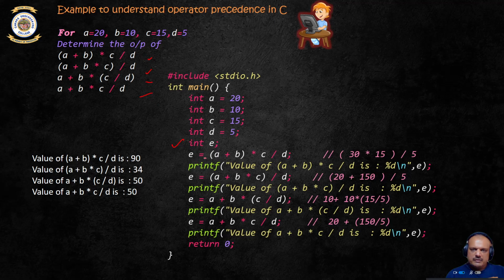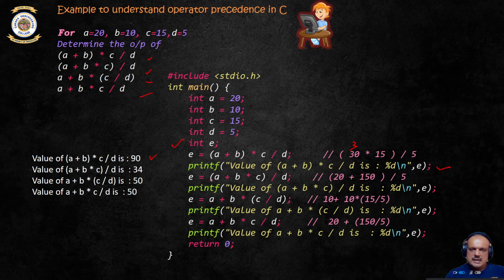The first equation is (a + b) * c / d. How does it get evaluated? First the brackets get evaluated. The bracket has the highest precedence, so a gets added to b. So a is 20 plus 10, that becomes 30, and then it becomes 30 into 15 divided by 5. That gives me 90. That is what you get as the output of this code.